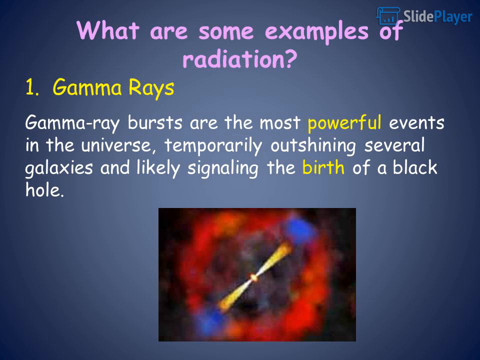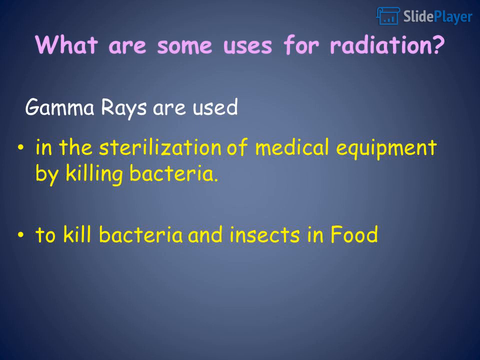What are some examples of radiation? 1. Gamma rays. Gamma ray bursts are the most powerful events in the universe, temporarily outshining several galaxies and likely signaling the birth of a black hole. What are some uses for radiation? Gamma rays are used in the sterilization of medical equipment by killing bacteria, and to kill bacteria and insects in food.